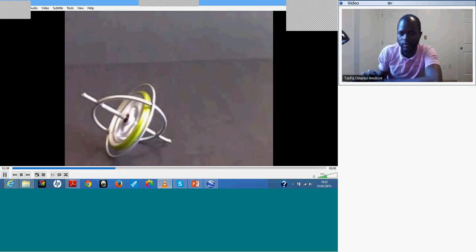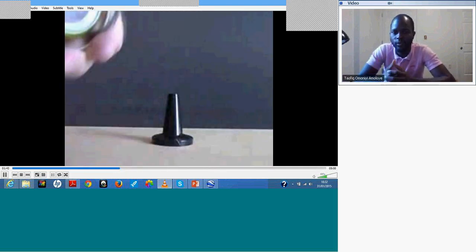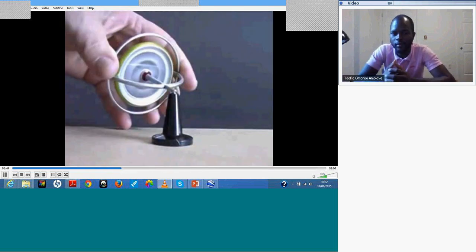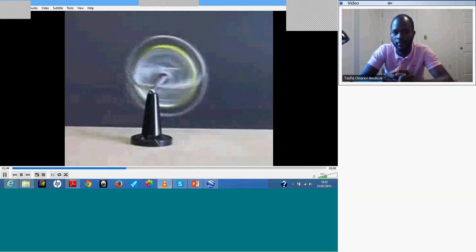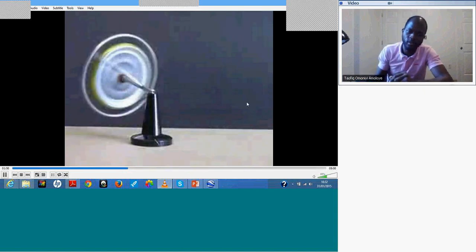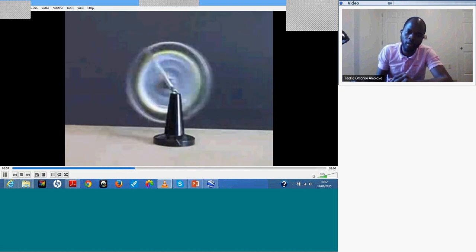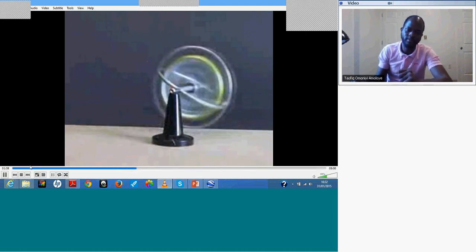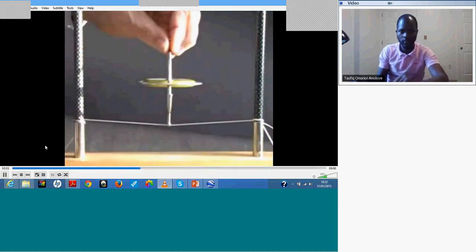So the spin acts like an incremental force to support the gyroscope like this. Look, levitating. It's just because it is still spinning. So even the force of gravity is not enough to bring it down, just because it is spinning. So it will rather be precessing. The spinning gyroscope will balance on a string.